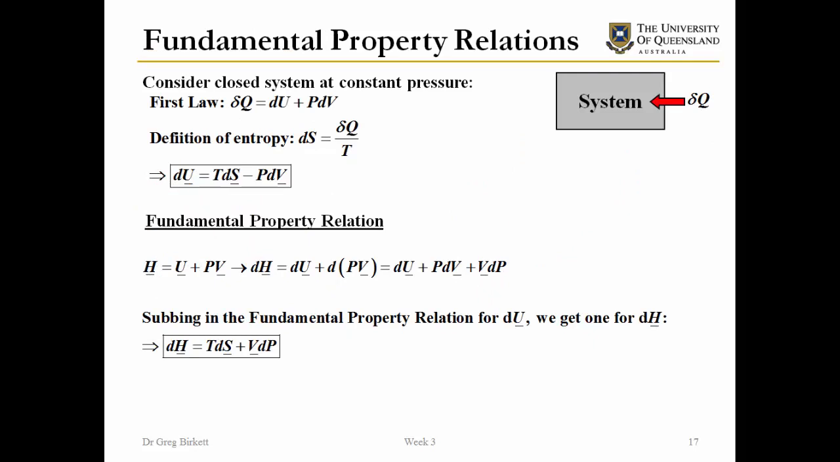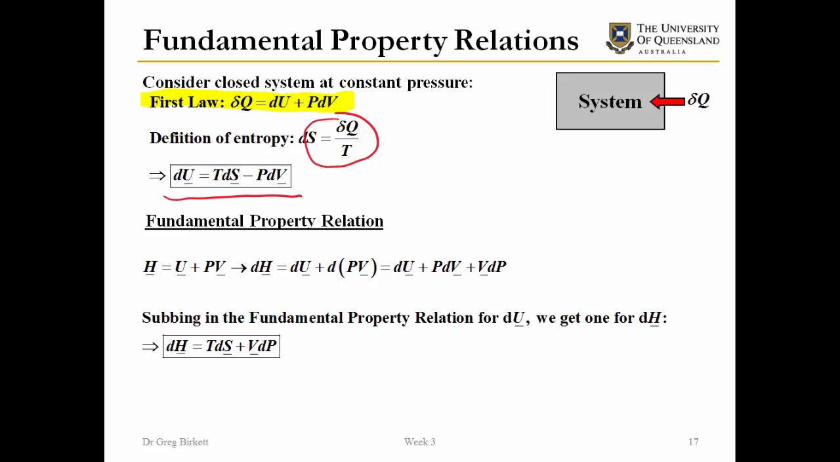Now to kick this off, we're going to look at what we call fundamental property relations. The first of these comes from looking at a closed system, so a fixed amount of stuff, and the first law for that system. This is something that we've done previously. So the first law for this system is given at the top here, and then if we insert the definition of entropy, what we're left with is the fundamental property relation between U, S, and V. This is the first of our fundamental property relations.